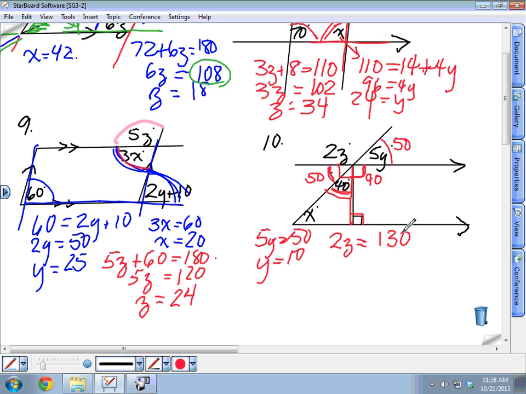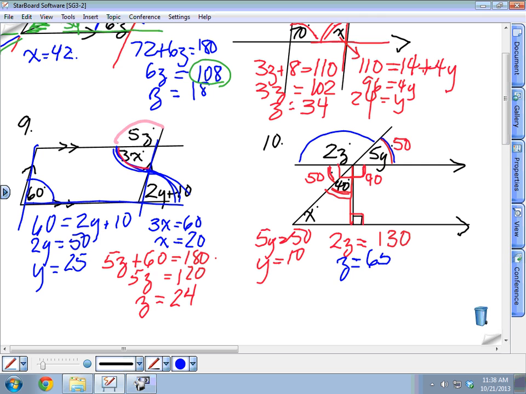Okay? Because 50 is here and this one is supplementary to it. So it's 130. 130 plus 50 is 180, right? You could just add them together and get 180, set it equal to 180, but I already just subtracted out the 50 ahead of time. Okay? So z is equal to 65.